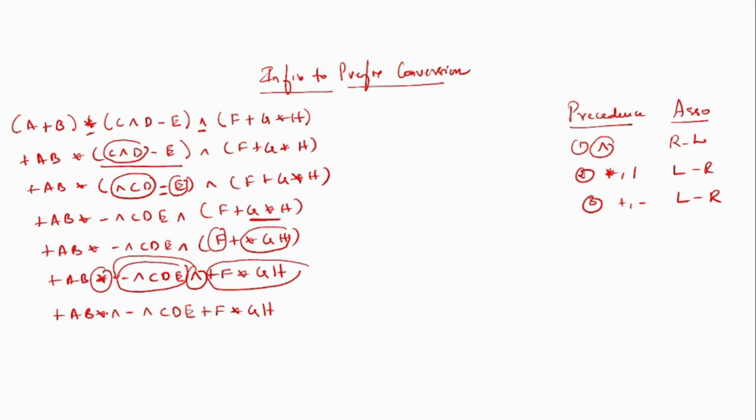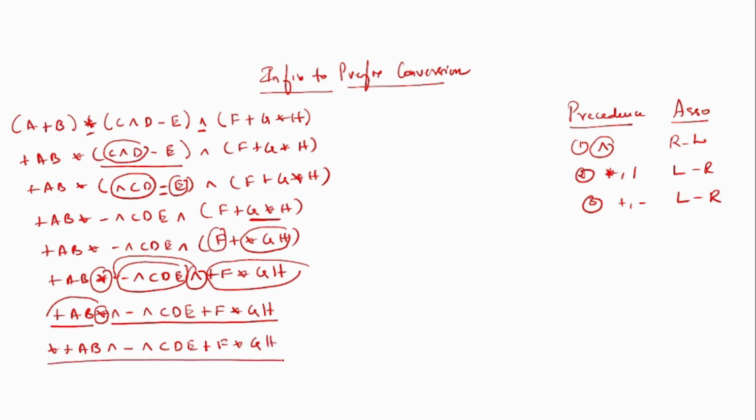So I have resolved this exponential. Now we are yet to resolve multiplication, therefore this will become operand 1 and the rest after star will become operand 2. So I will put this here. So star plus AB exponential minus exponential CDE plus F star GH. This is your final prefix expression for this infix expression using the direct method.